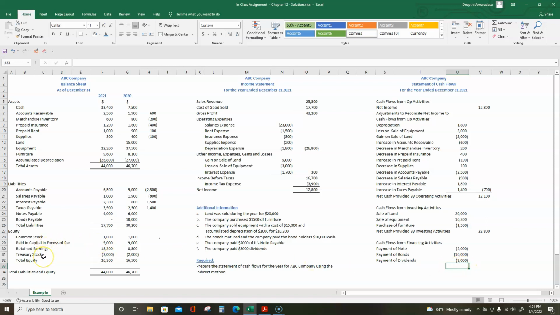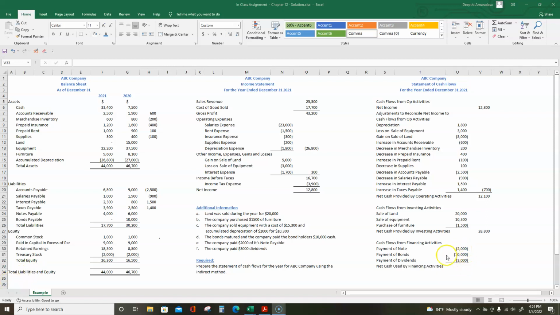Now let's look at treasury stock. Treasury stock did not change, therefore we don't need to worry about any inflows and outflows of cash relating to treasury stock. That takes care of the equity section. So now we are done with cash flows from financing activities.